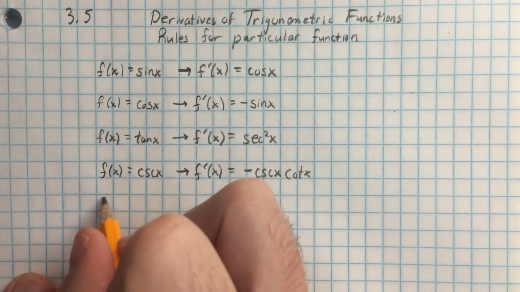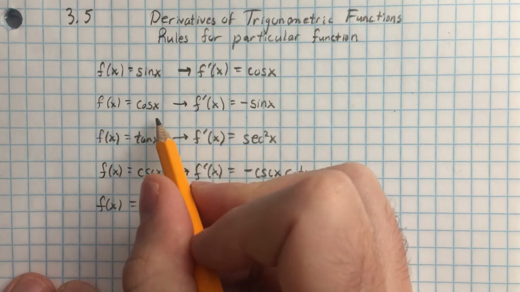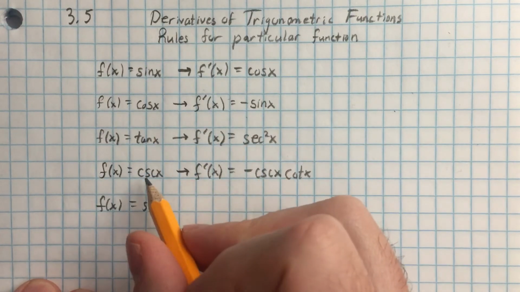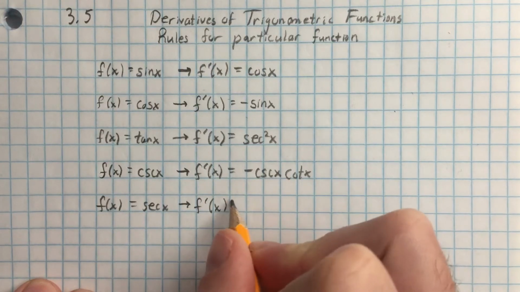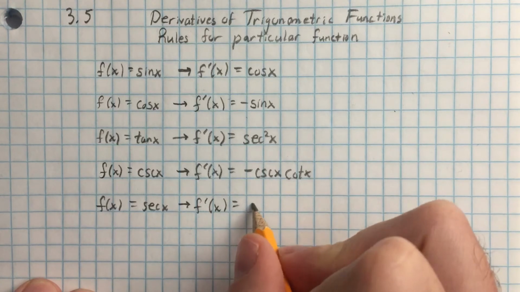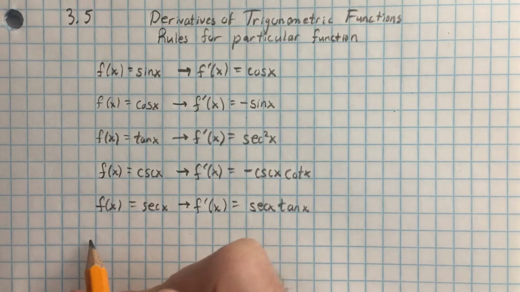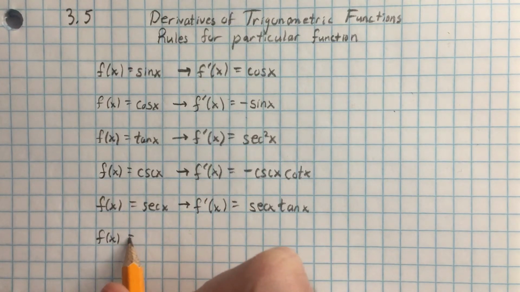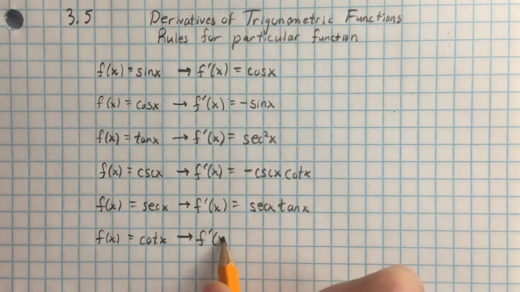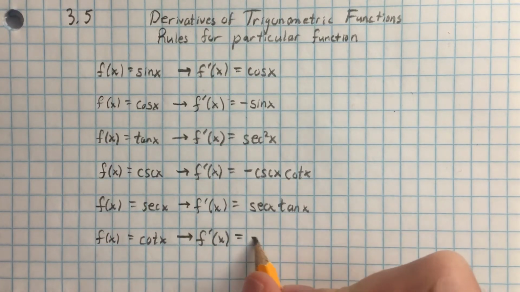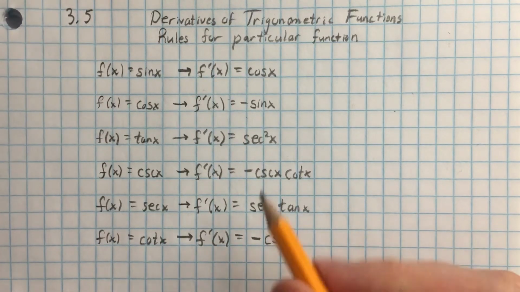Those are products. F of x is the secant function, which is the reciprocal of cosine, yet it's the cofunction of cosecant. Watch out. F prime will be secant x tan x. And the last one, if f of x is the cotangent function, then its derivative will be negative cosecant squared.